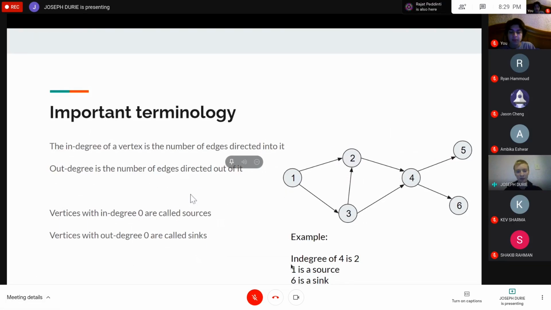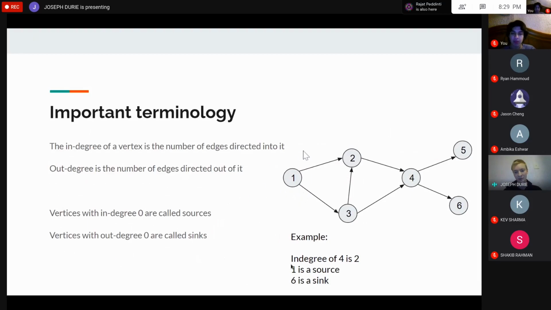This doesn't really come up much in topo sorting, but in general, vertices with in-degree 0 we call sources, and out-degree 0 we call sinks. So for example, 1 has nothing going into it, so we can call it a source, and 5 and 6 have nothing going out of them, so we can call those sinks.